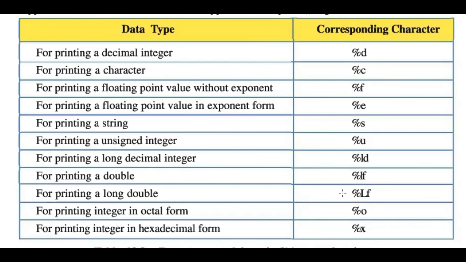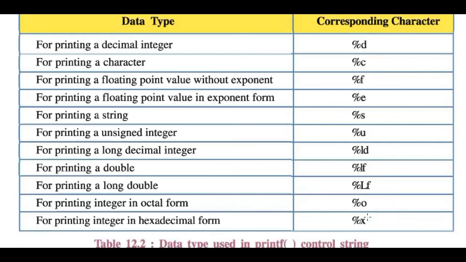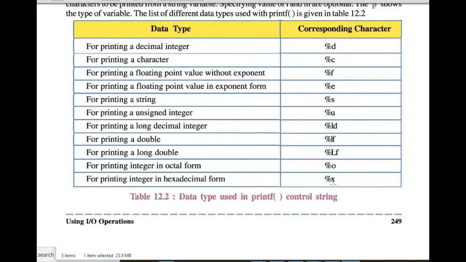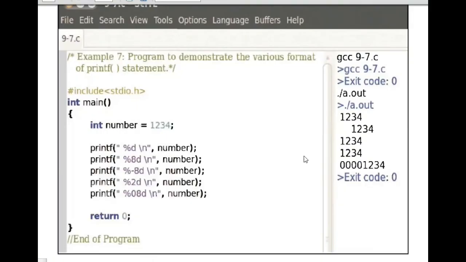Okay, earlier in long only percent capital F was there, capital L was there. Now here in long double capital LF is there. Okay, and this is for octal. Okay, this is percent O. This is for hexadecimal. This is percent X. Now here, if you want to format our output, for that we can use an integer value before format specification.